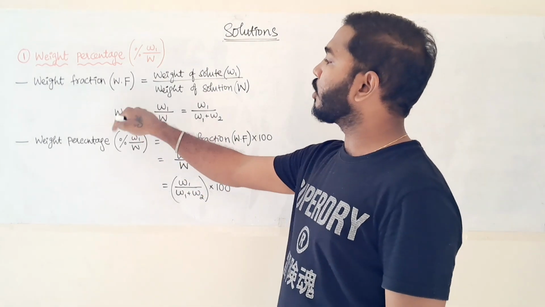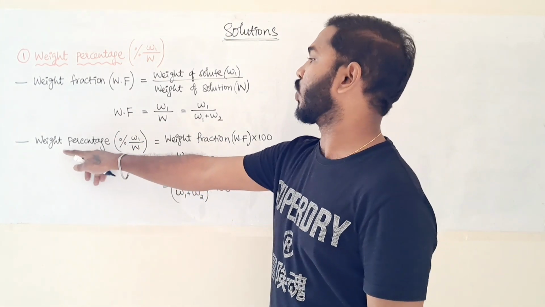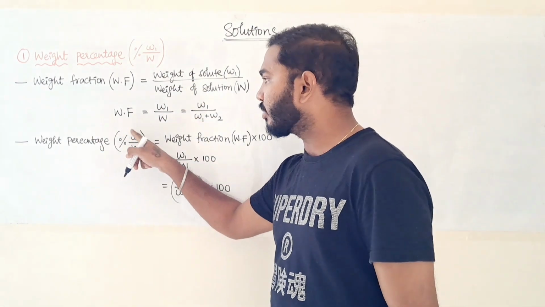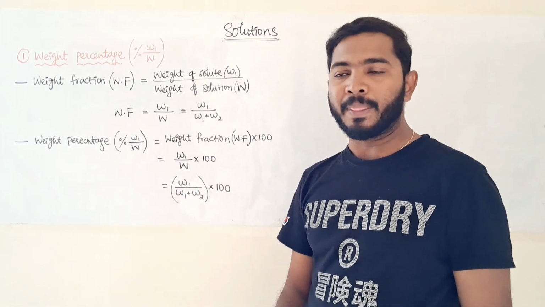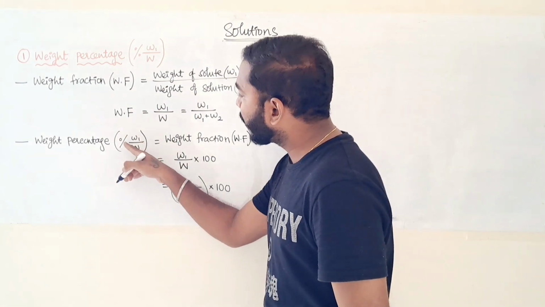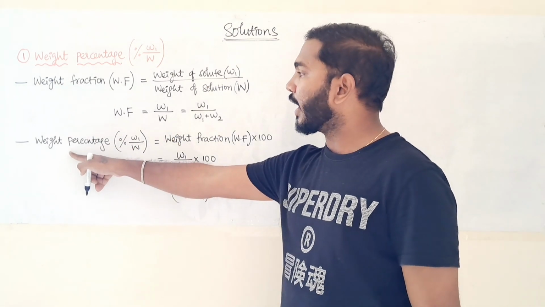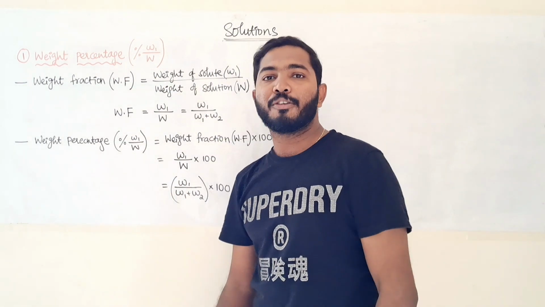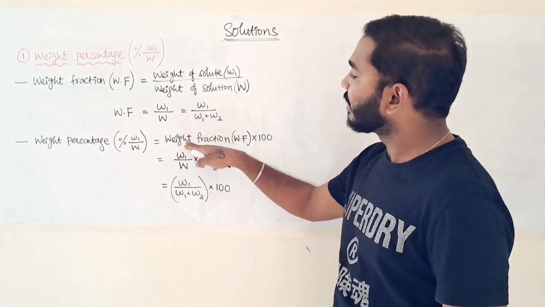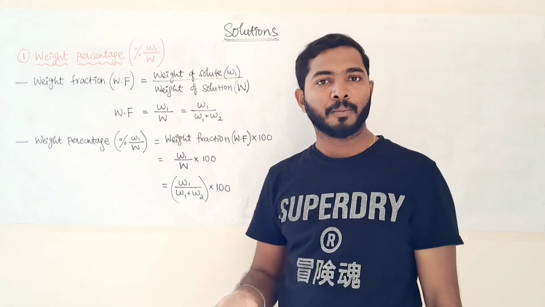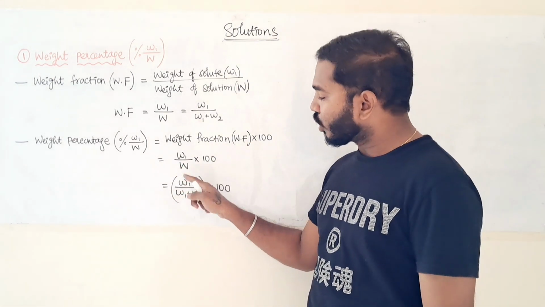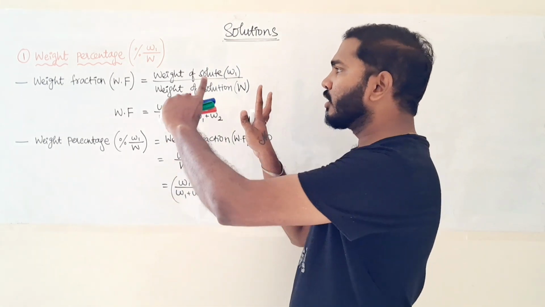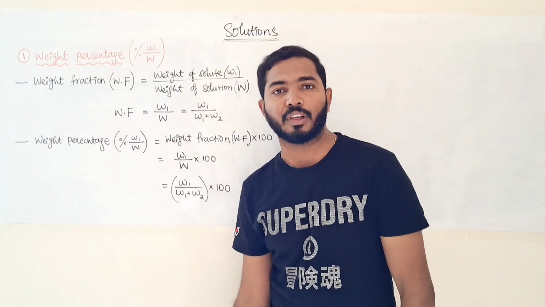Now that we know what weight fraction is, let's move to weight percentage. The representation is also very important. In competitive exams, they will especially use this notation. Whenever we see weight by weight percent, that is nothing but weight percentage. I'll tell you what exactly this representation means in just a few minutes. Weight percentage can be written as weight fraction into 100, that is W1 by W into 100. We can also write it as W1 by W1 plus W2 into 100. This is the general idea about weight percentage.